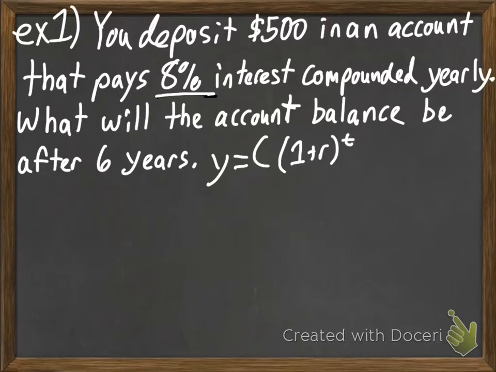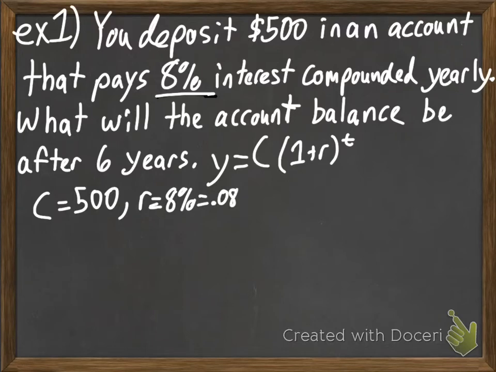Now we have to figure out what c is, what r is, and what t is. C is our initial amount. So how much did we put into the account at the beginning? It looks like $500. So we first put in $500. Our rate, we said, was 8%. And whenever we write out what our r equals, if you look here, this is 1 plus r. So we can't put percent. We have to change that r to a decimal. So 8% equals 0.08.